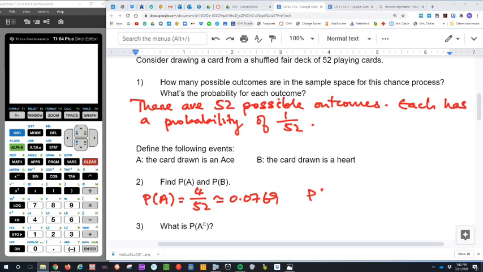So what's the probability of B? Event B happening, that the card drawn is a heart. So you've got to think, how many hearts are there? A heart is a suit, and a suit has 13 cards. So 13 out of 52, which is 0.25.